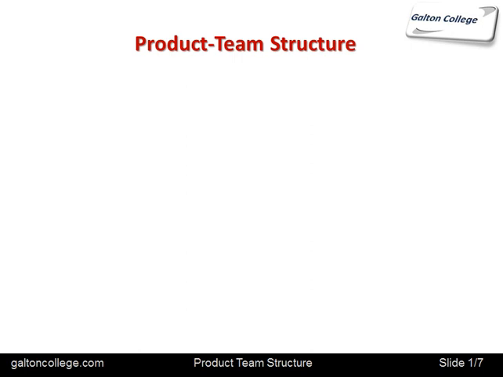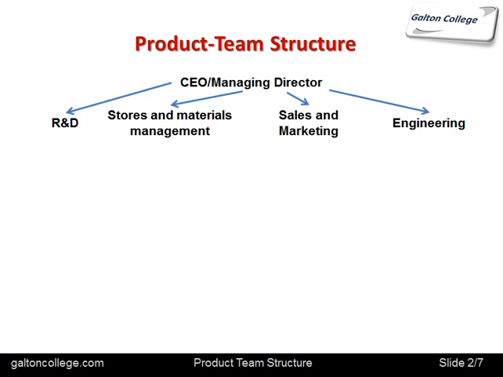We will deal with the product team structure in detail in a separate video, but for this one it's more pictorial than it is descriptive. So it's quite a straightforward class, nothing very much to say on it. I'm just going to first of all present a product team structure. We're going to start with the CEO, Managing Director.